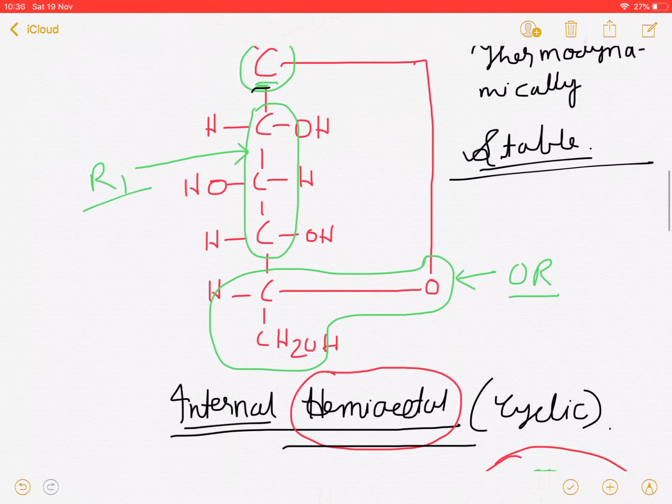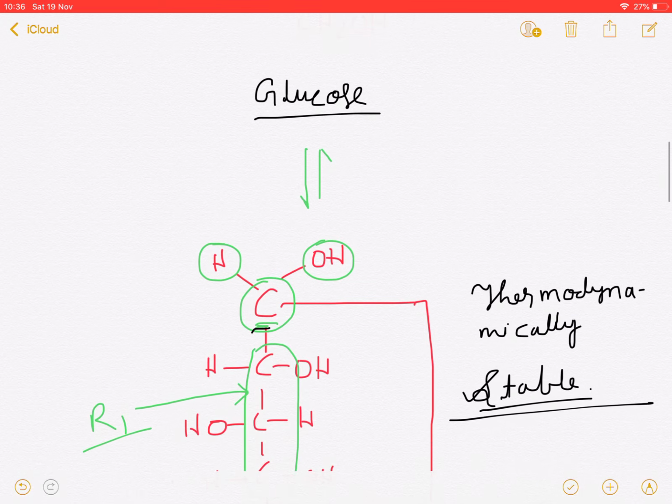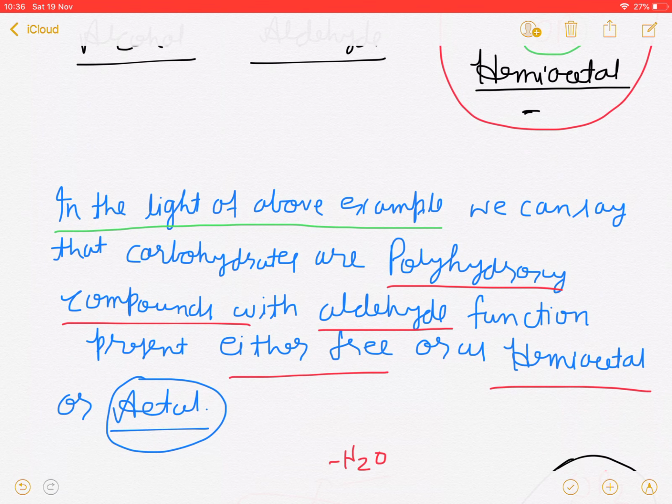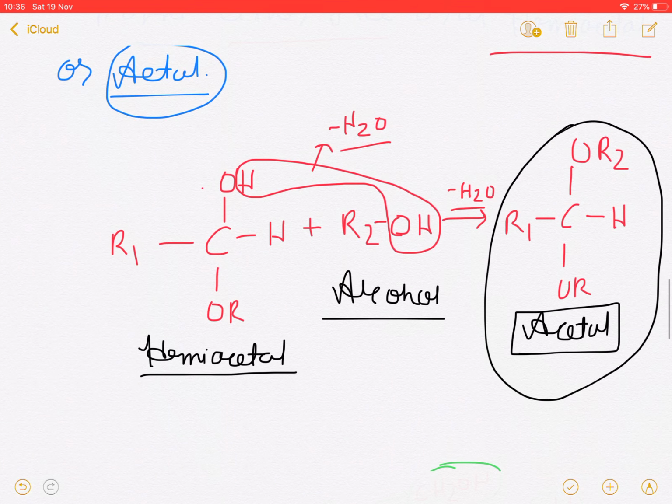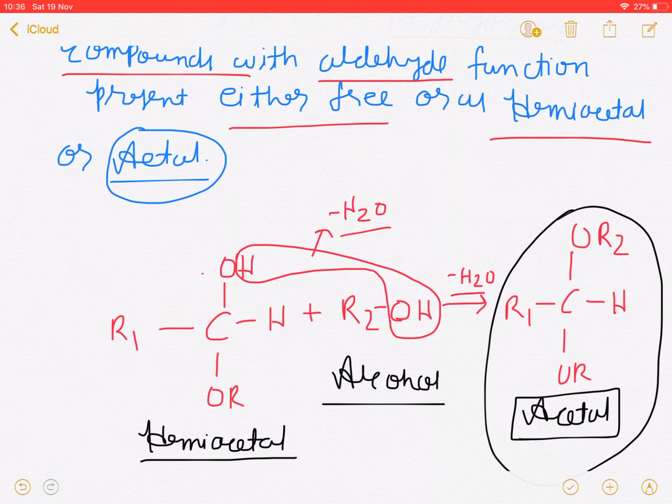So we take a look at the example of the open chain of glucose and then the internal hemiacetal, and in light of the above example we have said it's a polyhydroxy compound with an aldehyde function present, either free or as hemiacetal or acetal. Hemiacetal we can clearly see over here, and acetal we will see in the next videos, where this hemiacetal reacts with alcohol. The alcohol will be present inside another carbohydrate, when two carbohydrates react with each other and the acetal forms. So I hope this point is clear now. This is the improved definition of carbohydrate.